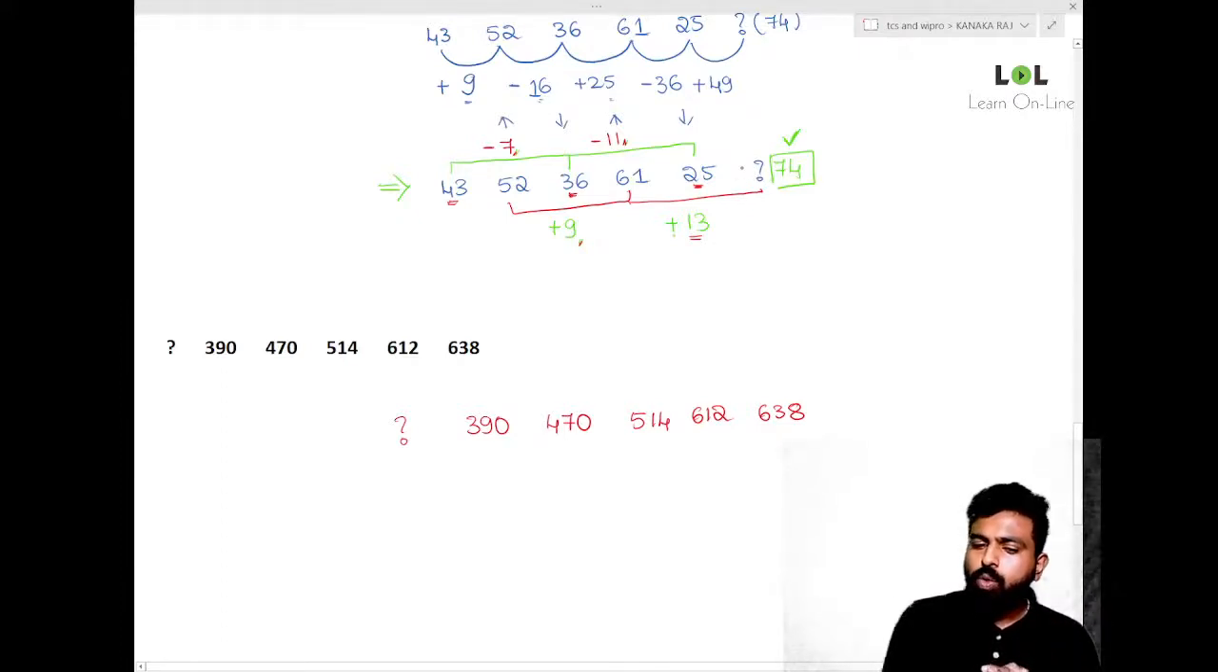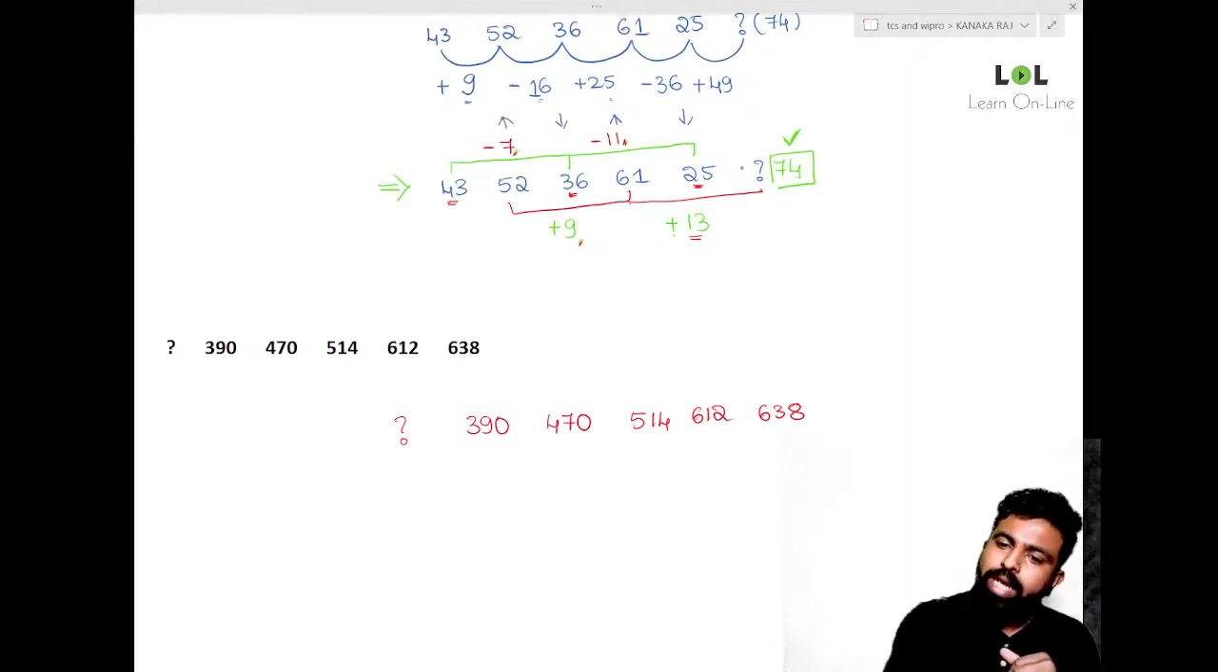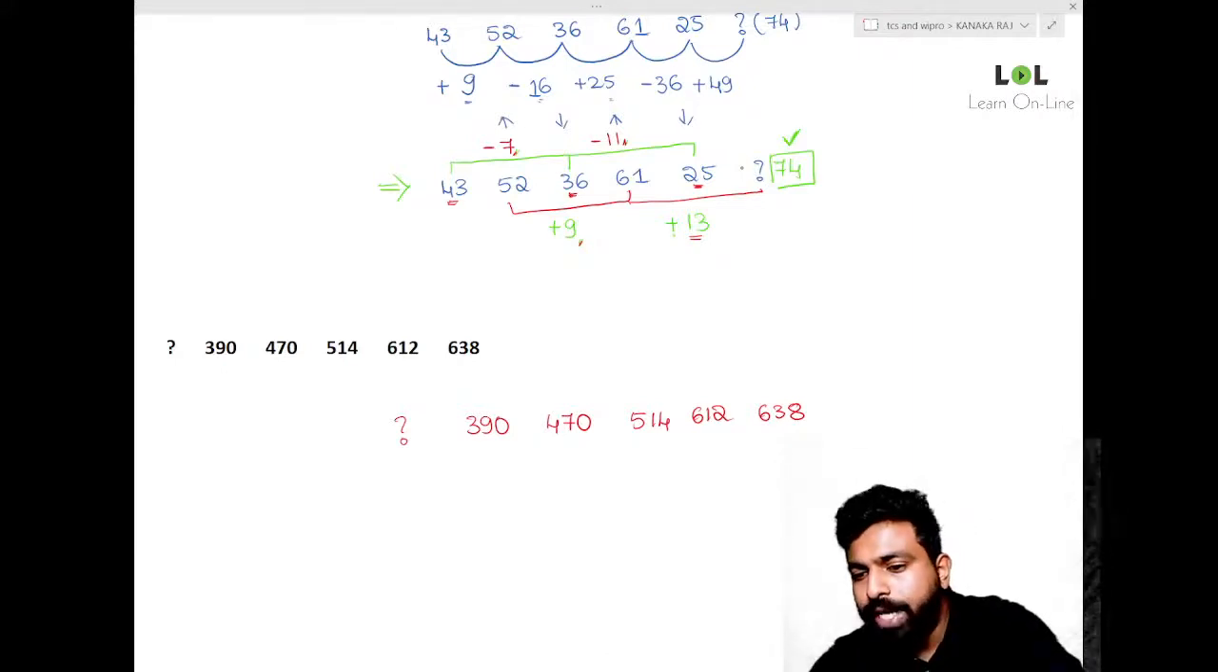So, what about you people? Did you people get the answer? Everyone? Are you getting 292 or are you getting different answers? 292. Sri Sai Manohar, how did you get 292?